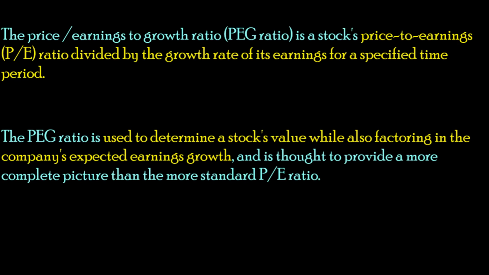The price earnings to growth ratio, or PEG ratio, is a stock's price to earnings ratio divided by the growth rate of its earnings for a specified time period. The PEG ratio is used to determine a stock's value while also factoring in the company's expected earnings growth. This is thought to provide a more complete picture than the more standard PE ratio.